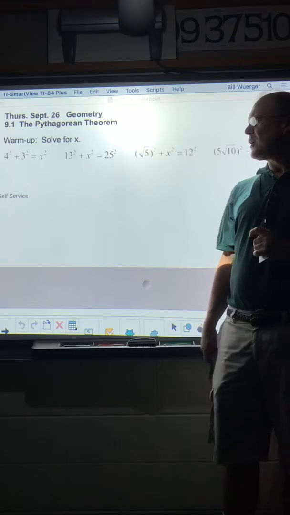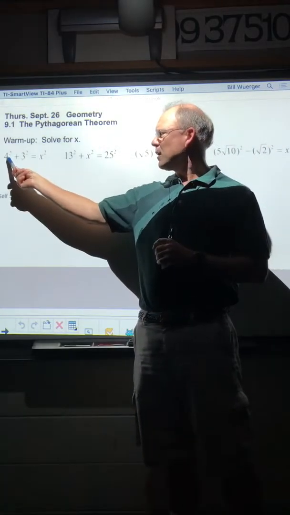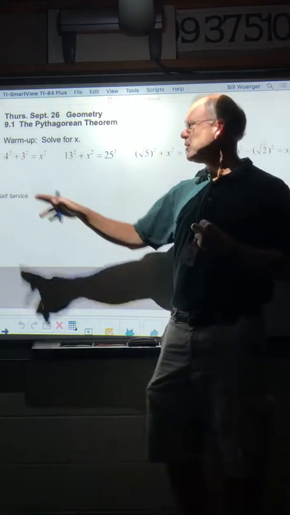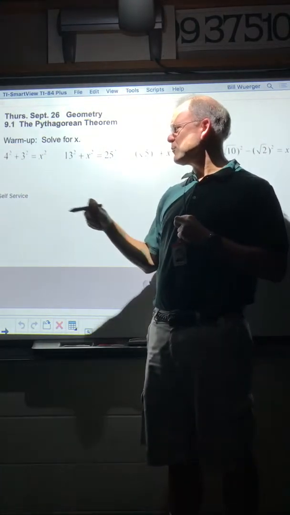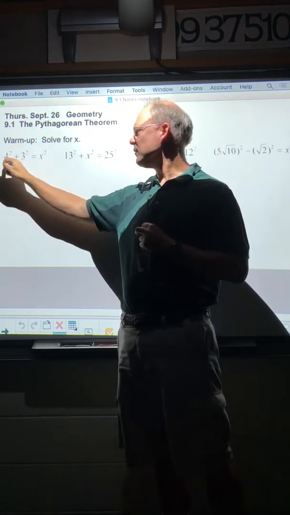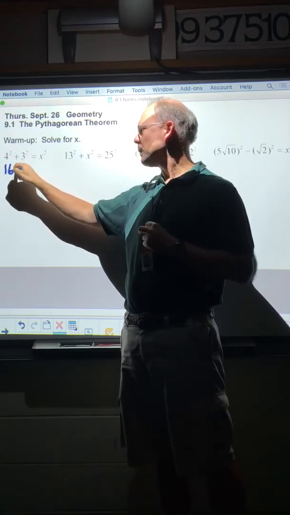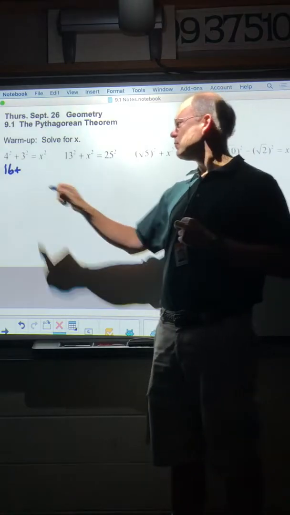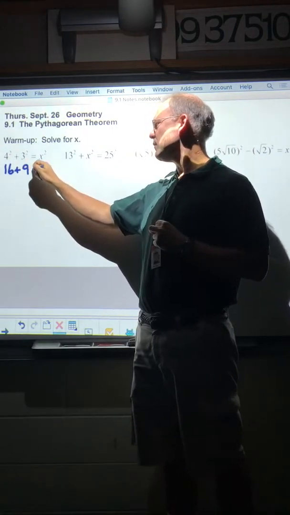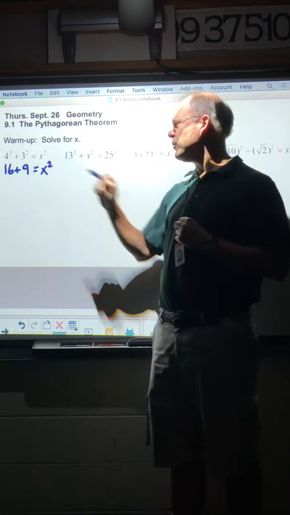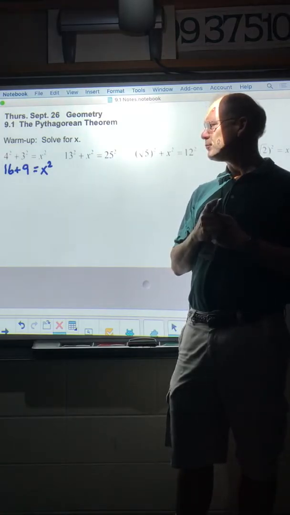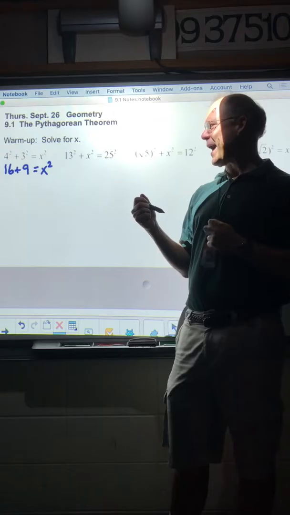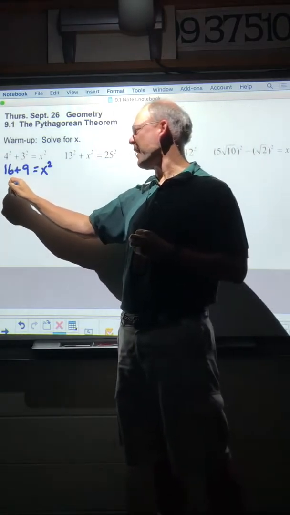Okay, let's see how we did here. So squaring something, multiplying it by itself. 4 squared is 4 times 4, that's 16. 3 times 3 is 9, equals x squared. So then we can combine like terms here. We can add 16 plus 9 is 25.